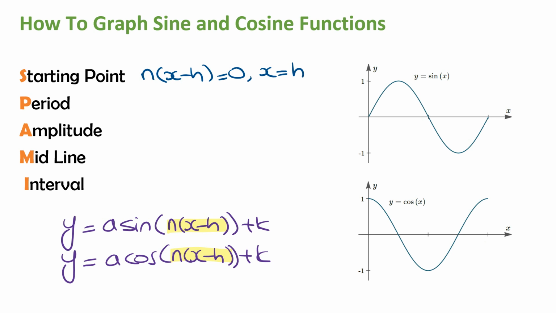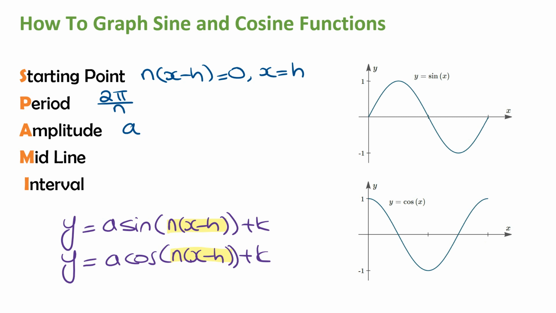The period of a sine or a cosine function is equal to 2 pi over the value of n. The amplitude is the constant in front of the sine or cosine function, and this is going to be a. Now the amplitude is always positive. If we had a negative number, that just means that the graph is going to be reflected.